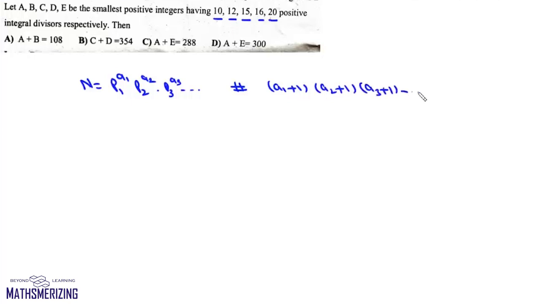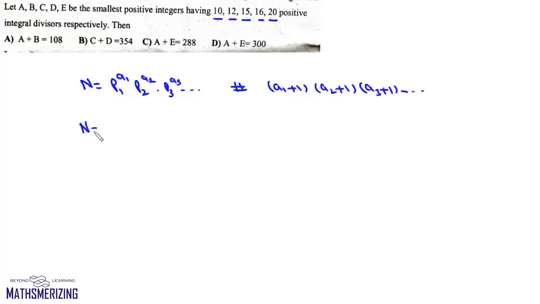Now here the question is, let A, B, C, D and E be smallest positive integers having 10, 12, 15, 16 and 20 positive integral divisors, then which of the following options is or are correct? Now we know that for any number n, if we express them as powers of prime, P1 to the power A1, P2 to the power A2, P3 to the power A3, then number of divisors is given by A1 plus 1 into A2 plus 1 into A3 plus 1 and so on.